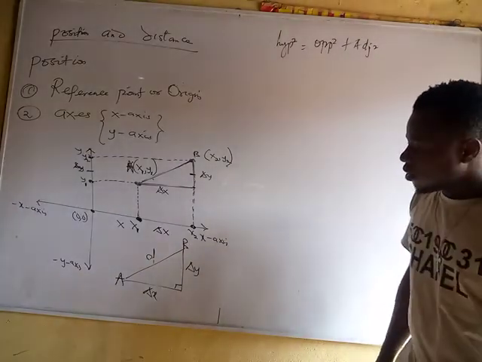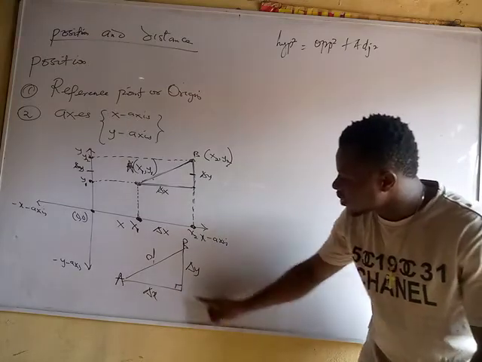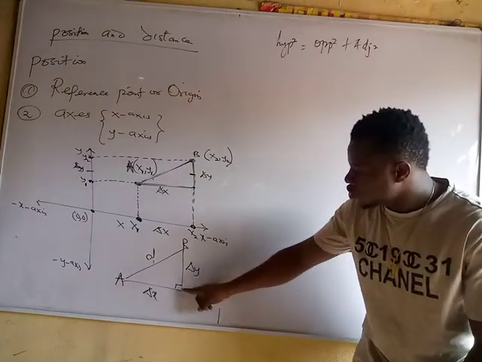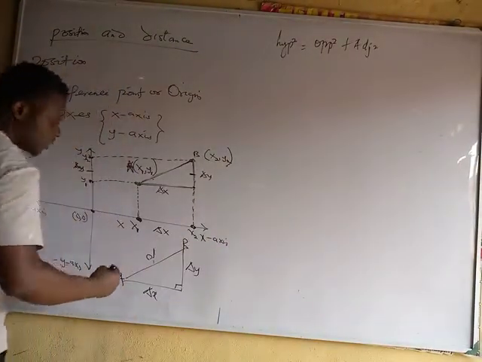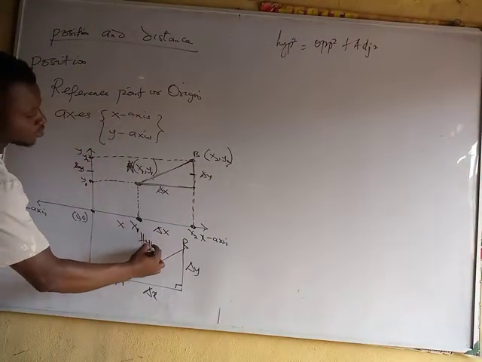Now, the hypotenuse is the side the right angle is facing. So this right angle is facing this side. What can we say? Here is our hypotenuse.